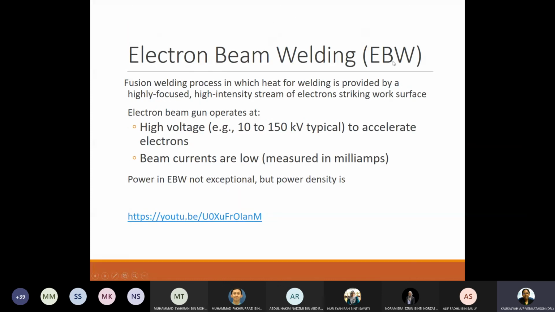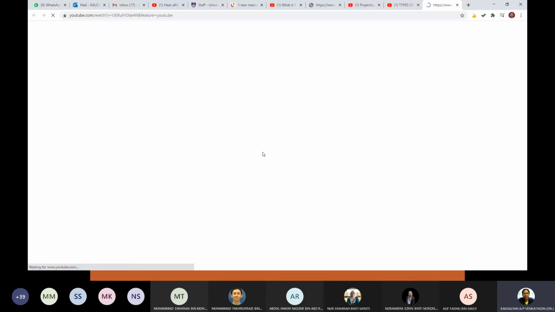Electron beam welding is a fusion welding process in which heat for welding is provided by a highly focused, high intensity stream of electrons striking the work surface. The electron beam gun operates at high voltage, from 10 to 150 kilovolts, to accelerate the electrons. The beam currents are low. The power in electron beam welding is not exceptional, but the power density is. So if you look at the video.